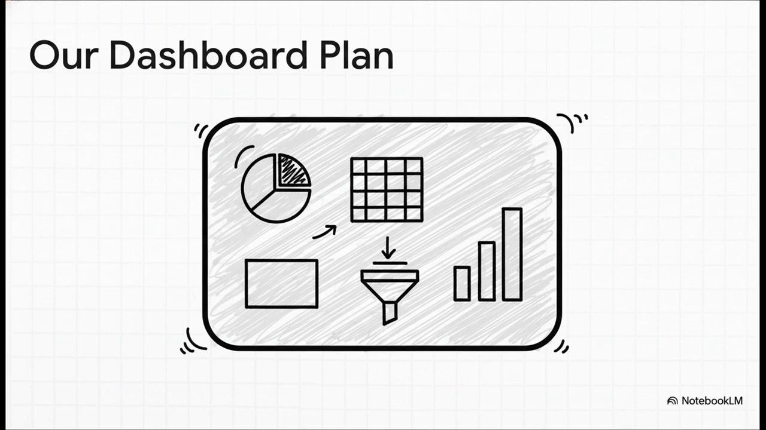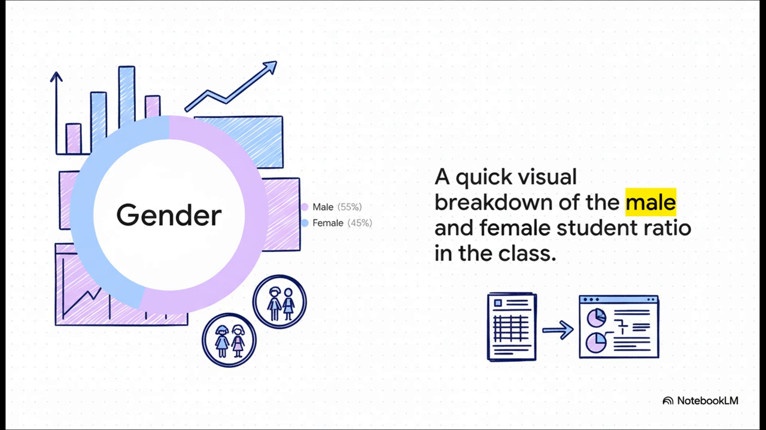We're going to build a pie chart to see the gender breakdown, a simple table for all the nitty-gritty details, a column chart to see which majors are most popular, a card to show off that total student count, and then, the really cool part, some interactive filters. Let's kick things off with that pie chart, or donut chart in this case.